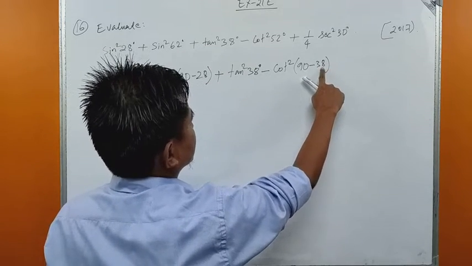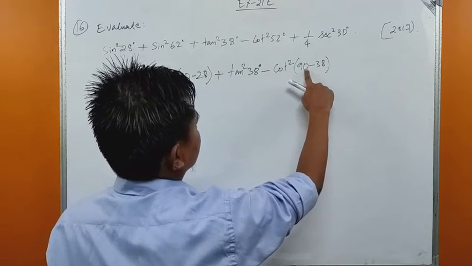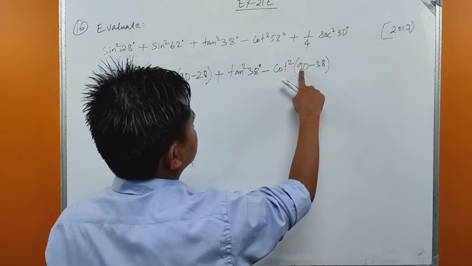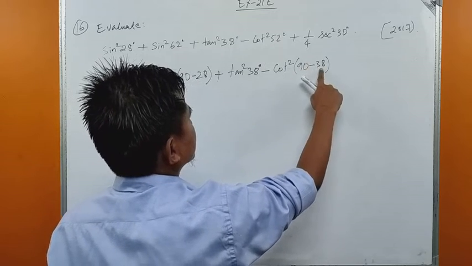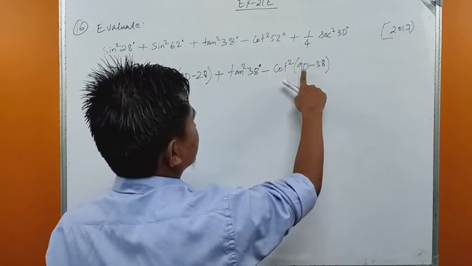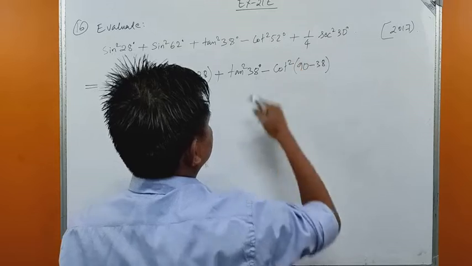10 minus 8 is 2, and this becomes 8. 8 minus 3 is 5. 90 minus 38 gives us 52. Okay, 90 minus 38 gives us 52.